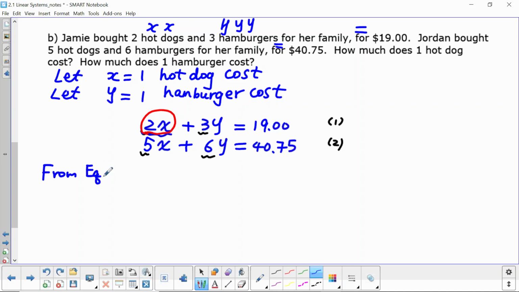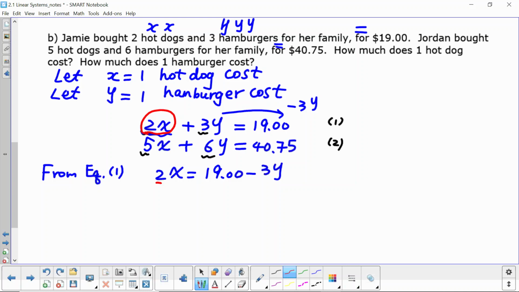You could isolate other numbers, but try to use divide by 2, divide by 5. Which one is easier to be divisible? So we are going to isolate x. We move the 3y to the other side, so it will be minus 3y. So we have 2x equals 19 minus 3y. Then we want to isolate x only.